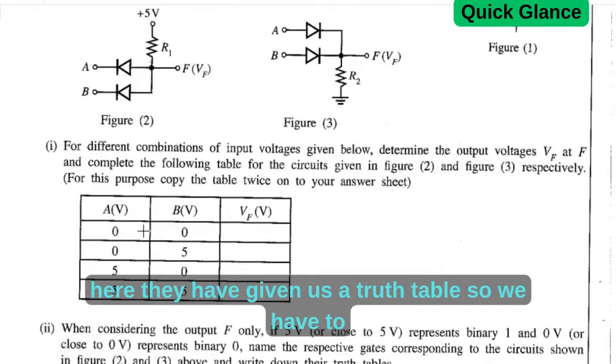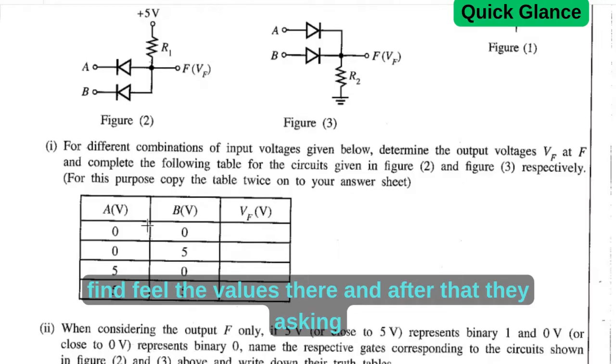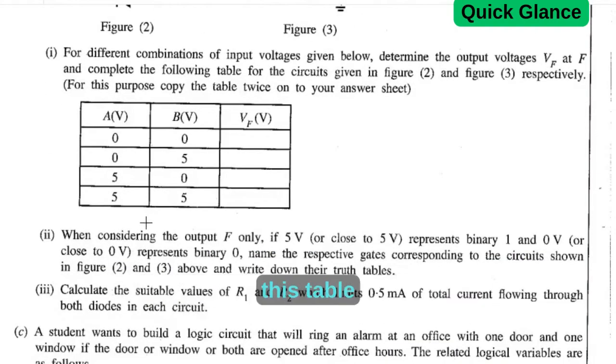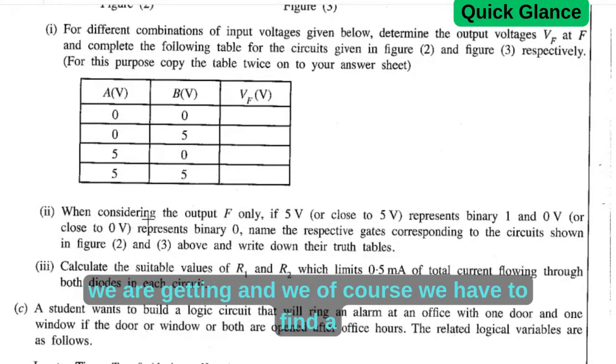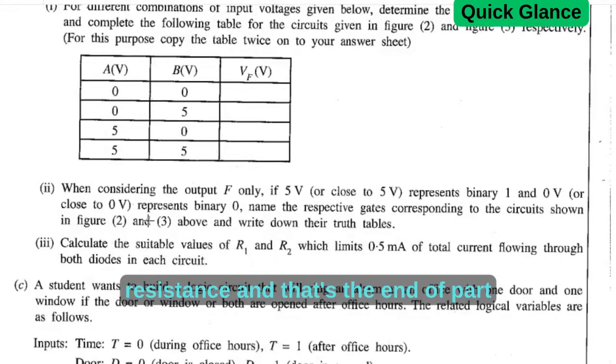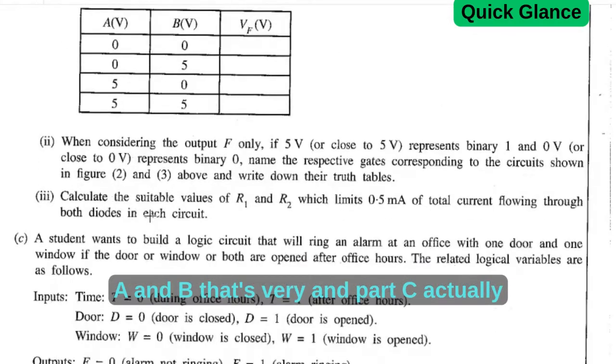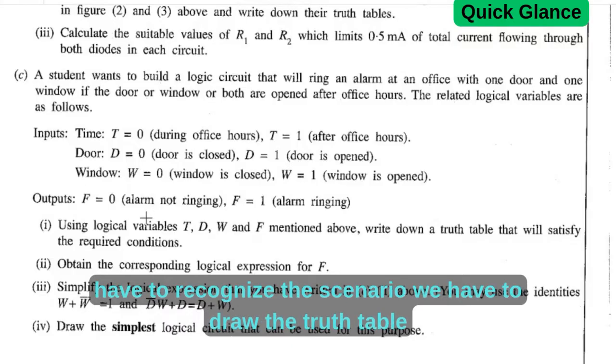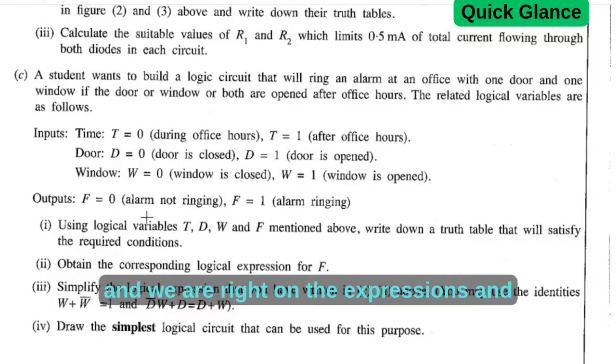Here they have given us a truth table, so we have to fill the values there, and after that they are asking for the corresponding truth table for the table we are getting, and of course we have to find a resistance, and that's the end of parts A and B. That's very easy. And part C is actually simple logic circuits. They are giving us a scenario, so we have to recognize the scenario, draw the truth table, and write down the expressions, and then we have the simple logic circuits.